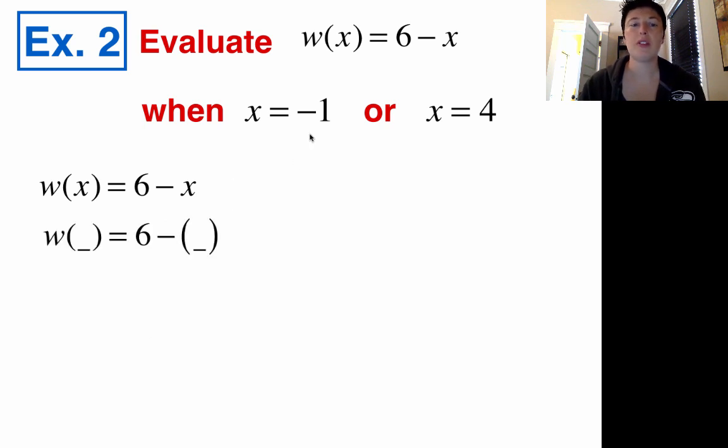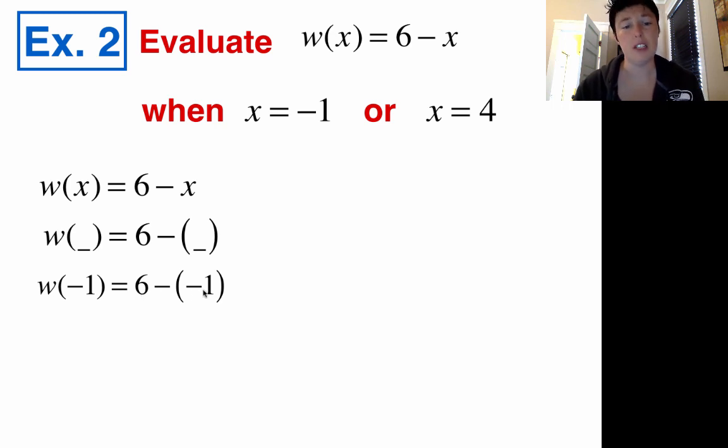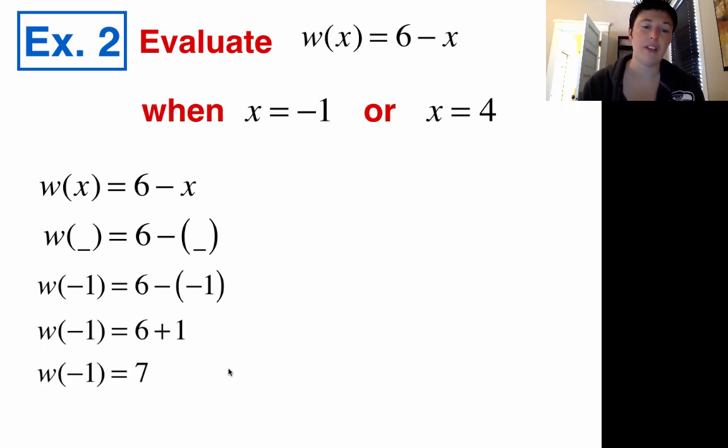First, maybe we'll focus on -1. So I'm going to make a blank spot where my x's are, and I'm going to replace it with -1. So it's going to be w of -1 equals 6 take away -1. Now I know these two minus signs are going to turn into a plus, so this is really 6 plus 1, which is 7. So we just got our output, it's 7.